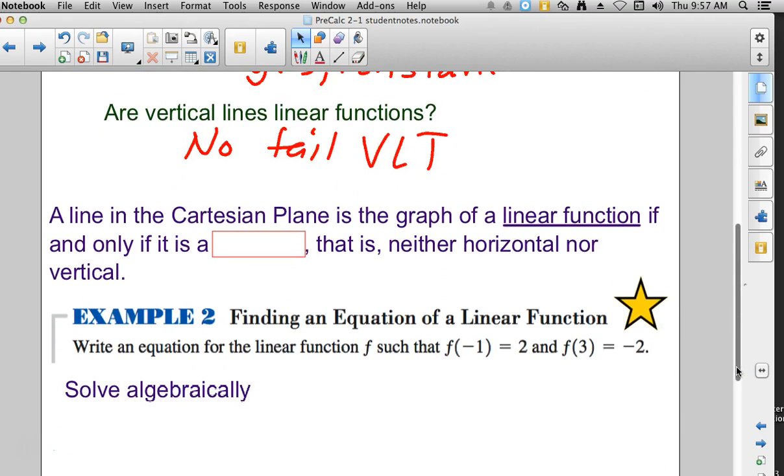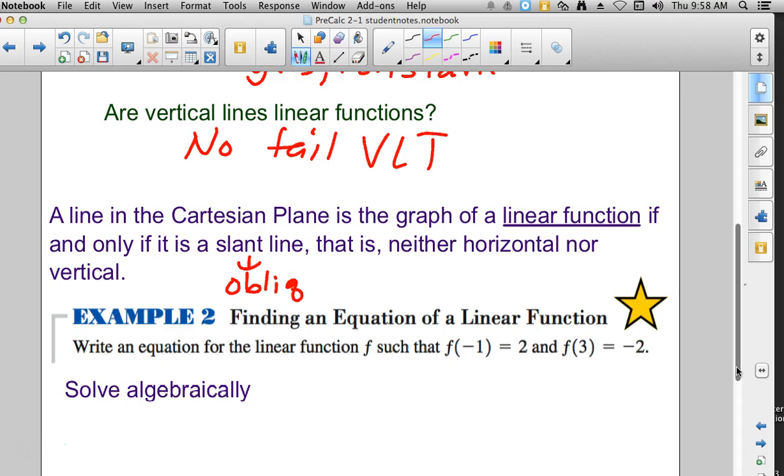A line in the Cartesian plane is the graph of a linear function if and only if it is a slant line. That is neither horizontal nor vertical. So when we're graphing these is what they're getting at. The slope is what we care about. And the other name that we're going to hear for slant line is oblique line. So it actually has a slope that's not 0, is what we're saying. That it is a linear function.